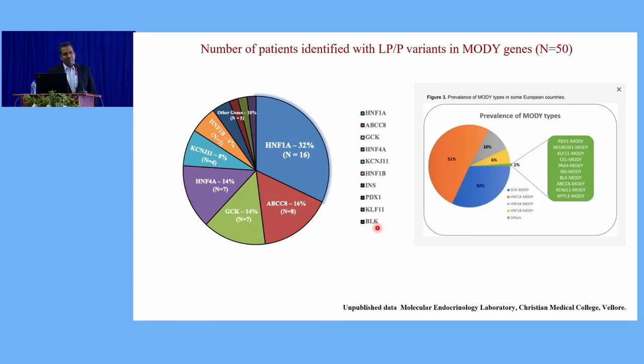So this is the data that we have now. We have around 50 plus variants which are definitely pathogenic and likely pathogenic. And if you see from the Western data, among the MODY types, GCK is the top gene found in Western data, whereas in our cohort, it is HNF1 alpha and ABCC8. And other genes in the West are HNF1 alpha and 4 alpha, whereas we have a spread across.